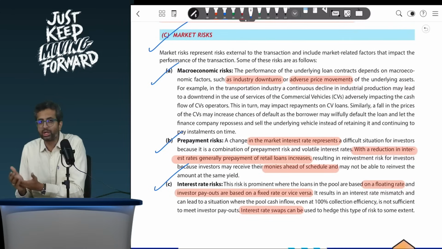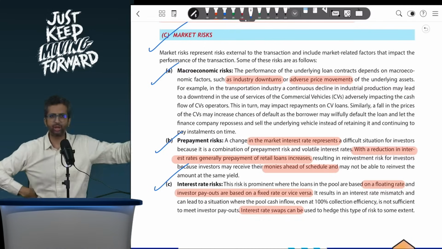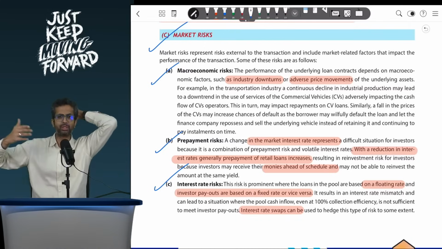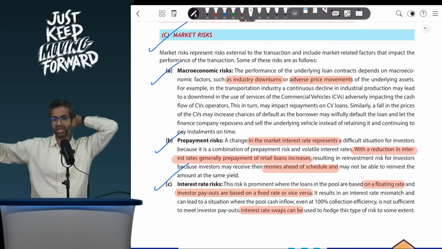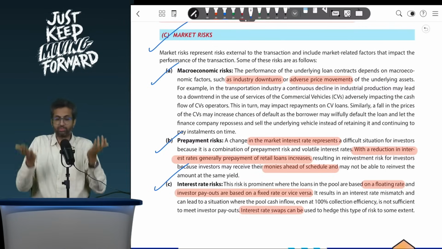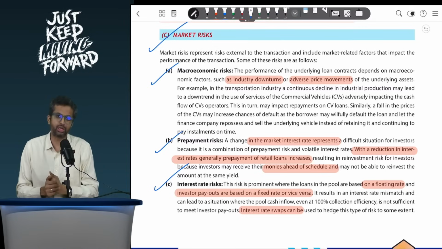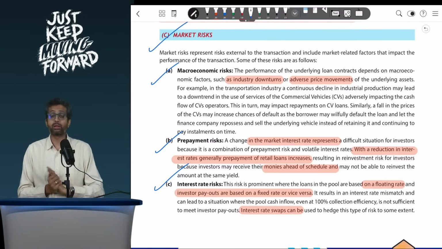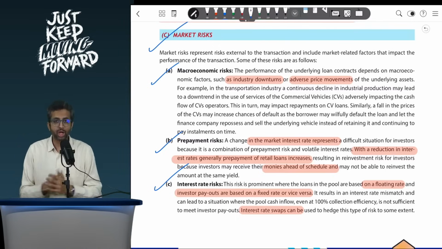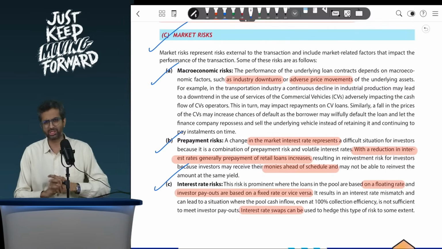These are similar to a bond instrument. Again, when we did CDOs, we kind of discussed these risks. Like a prepayment risk is a possibility that the money may come in early and you might have to reinvest at a relatively lesser rate. Interest rate risk, market rates of interest might change, and in a floating rate instrument that can impact you. And a macroeconomic risk is a general risk, like the industry movements, downfalls, etc. might affect the overall securitization product.